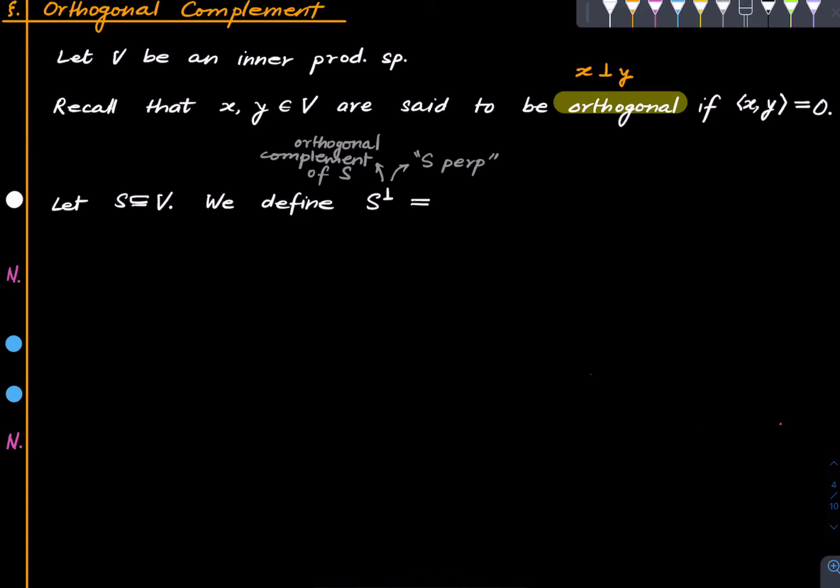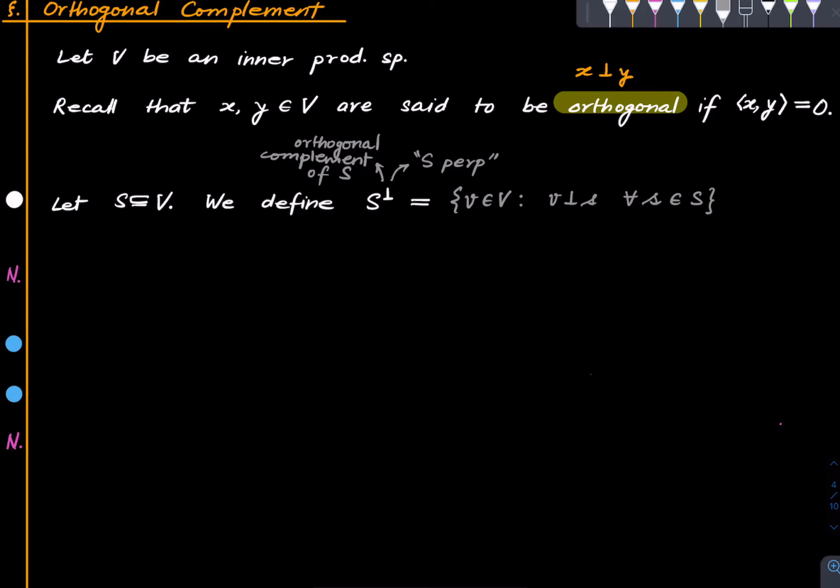So that's something that we are going to define. That doesn't look very nice. So we are going to define the orthogonal complement of S, and we may also read it as S perp. And what is the definition? The definition is all those vectors in the vector space which are orthogonal to every element in S. So that's the definition of the orthogonal complement of S.